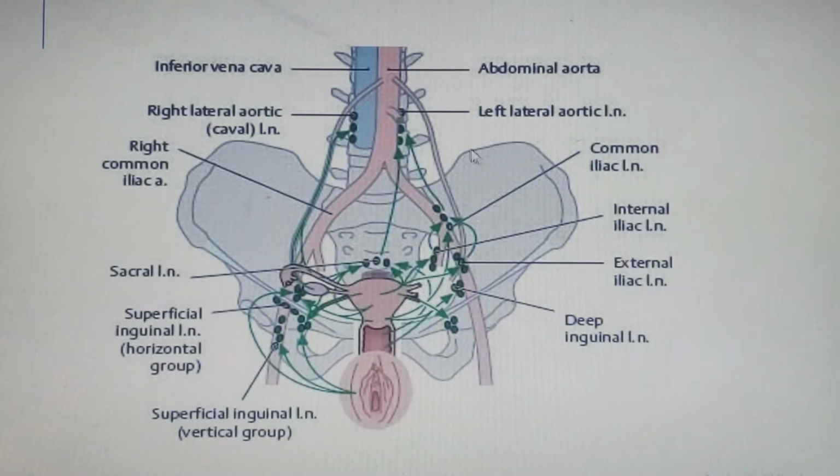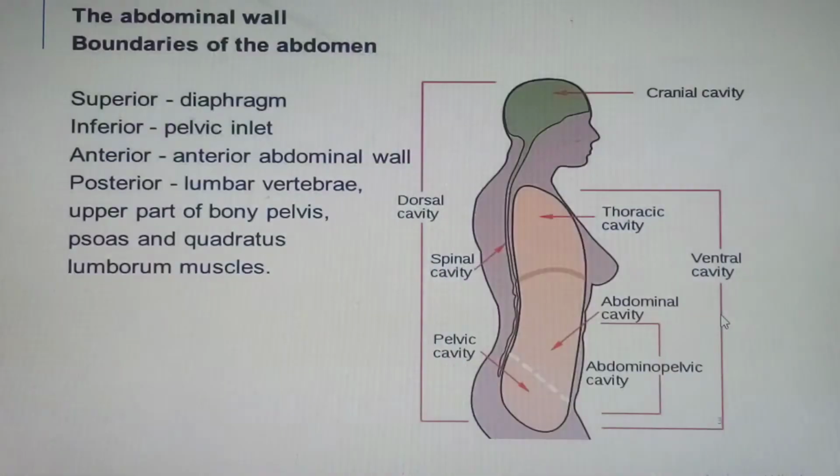So I don't need to tell you the deep lymphatic drainage of the anterolateral abdominal wall will be to the caval, paracaval, para-aortic or aortic nodes, and then of course to the lumbar nodes, as well as the common iliac and the external iliac nodes.